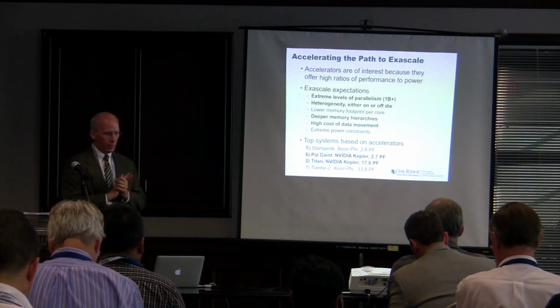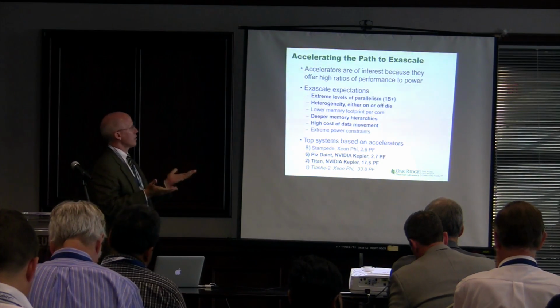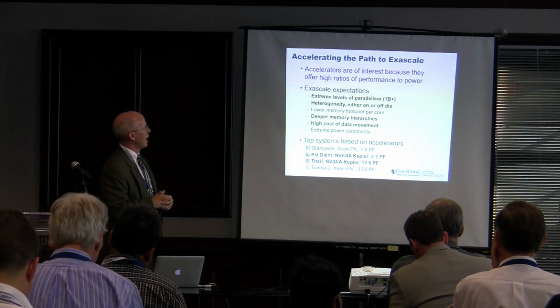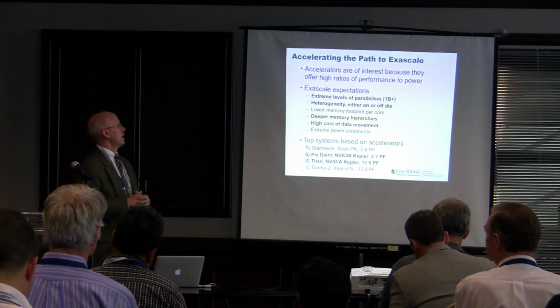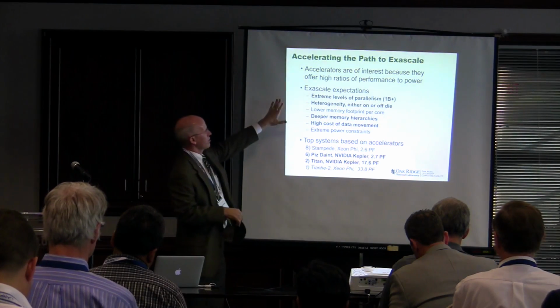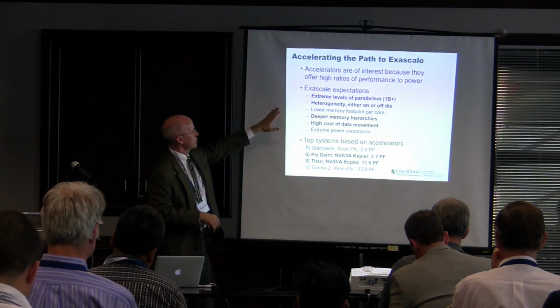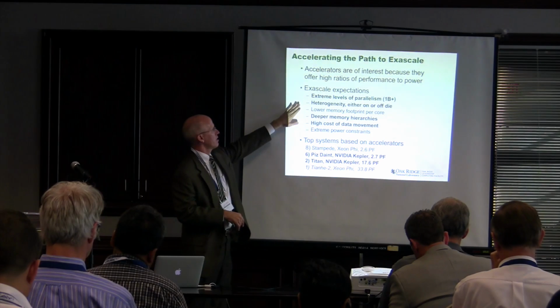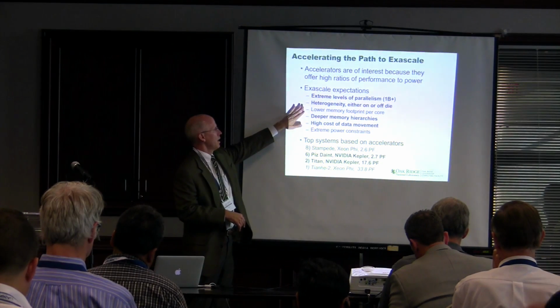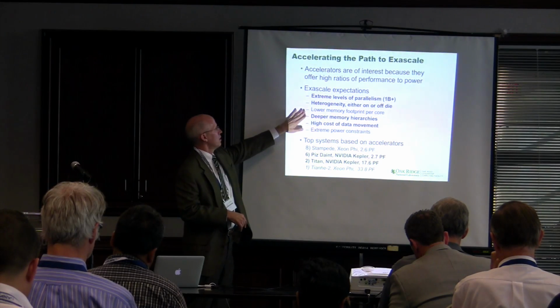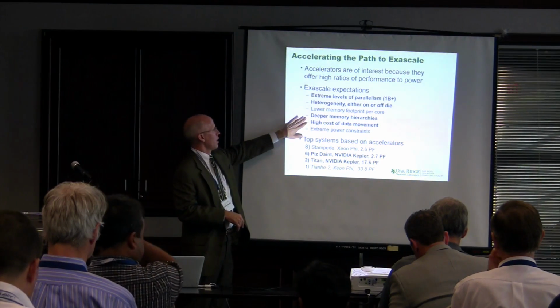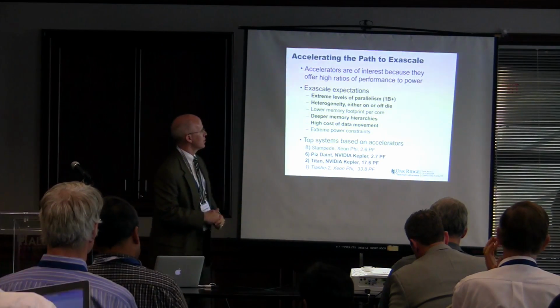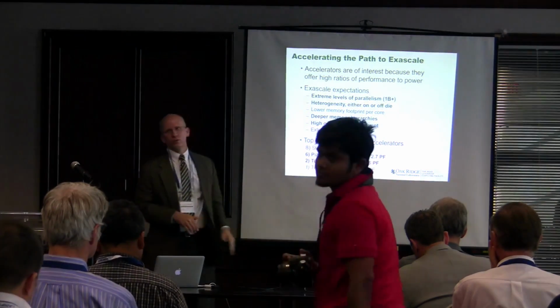So, accelerating the path to exascale. Accelerators are of interest because they offer high ratios of performance to power, as we've already talked about. And at the exascale, regardless of the vendor or the architecture, we expect extreme levels of parallelism. Heterogeneity is a concept that we'll likely be dealing with. Maybe lower memory footprint per core, certainly deeper memory hierarchies, high cost of data movement, and extreme power constraints, right?